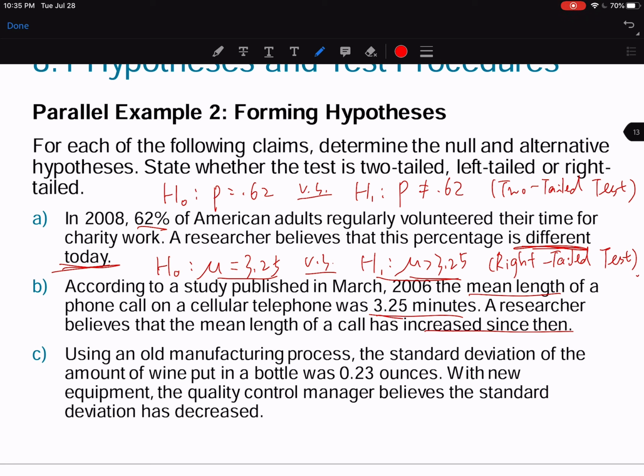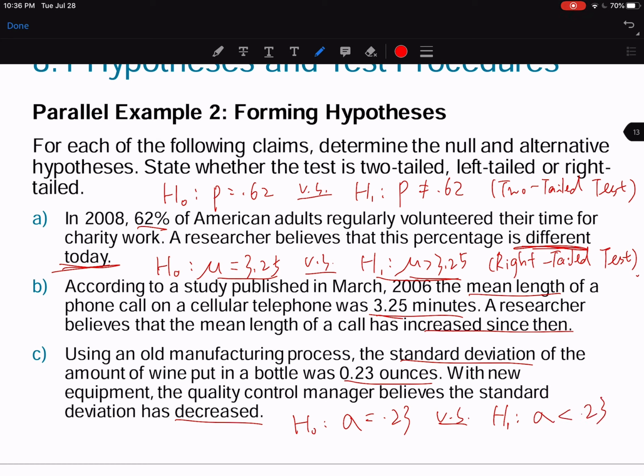Okay. All right, let's take a look at part C. Using an old manufacturing process, the standard deviation of the amount of wine put in a bottle was 0.23 ounces. With new equipment, the quality control manager believes the standard deviation has decreased. So first of all, which parameter are we working with here? We're working with the population standard deviation, right? So what was it? It was 0.23, versus the alternate hypothesis. What's the alternate hypothesis? The manager believes the standard deviation has decreased. So the alternate hypothesis would be sigma is less than 0.23.